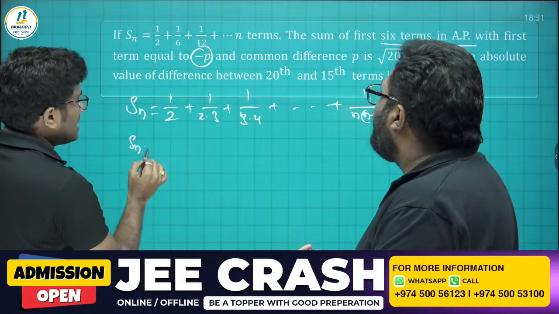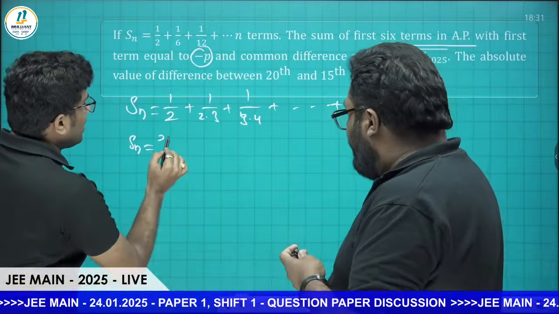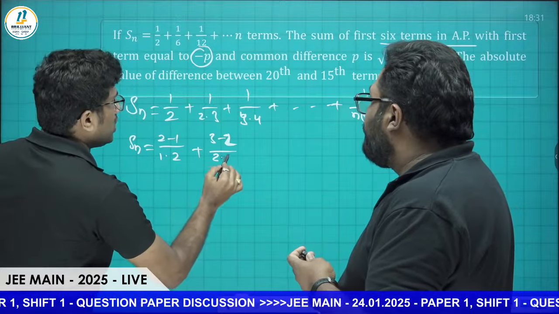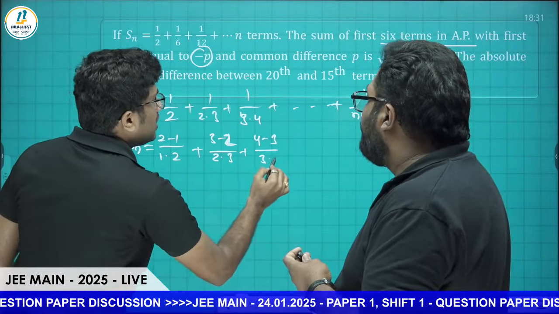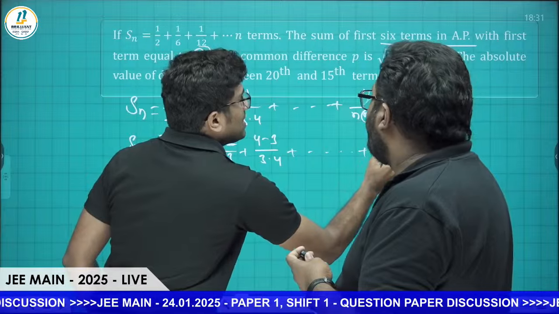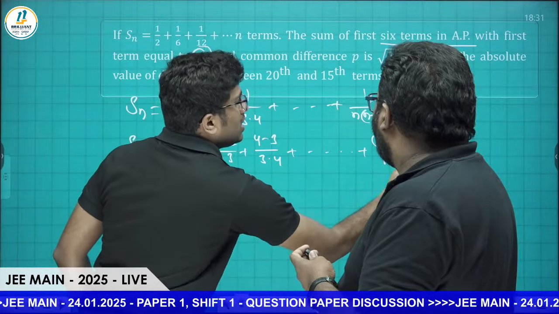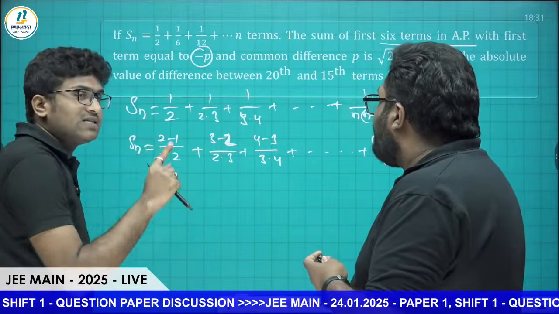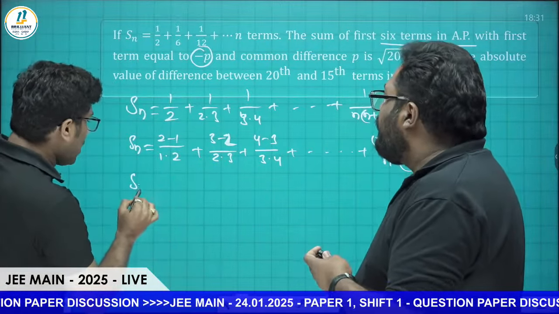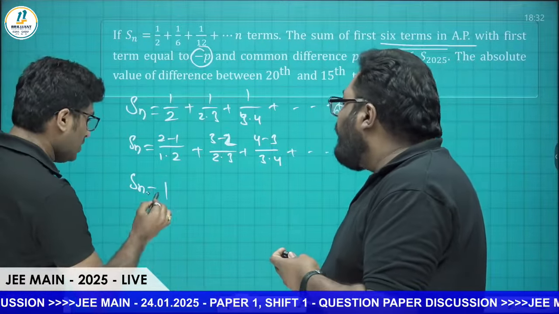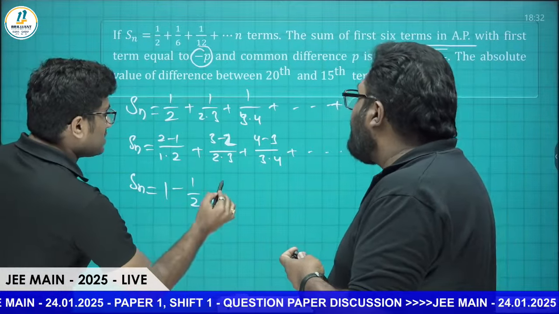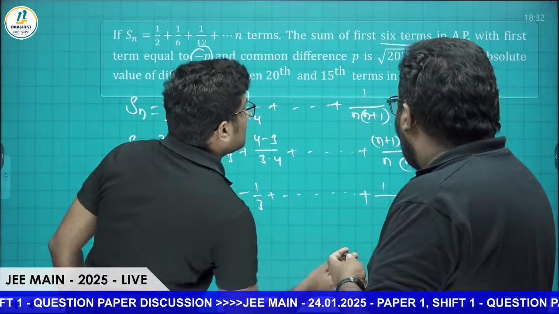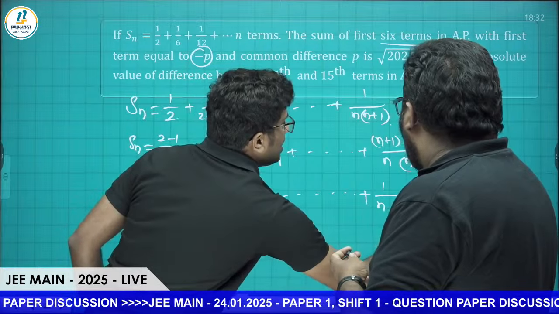By using the telescopic series, by the method of difference, the numerator we can write as 2 minus 1 divided by 1 into 2, plus 3 minus 2 divided by 2 into 3, plus 4 minus 3 divided by 3 into 4, and so on, plus n plus 1 minus n divided by n into n plus 1. Because each term has numerator 1, we can express that 1 as the difference of the denominator's 2 factors. So now Sn will be 1 minus 1 by 2 plus 1 by 2 minus 1 by 3 and so on, plus 1 by n minus 1 by n plus 1.